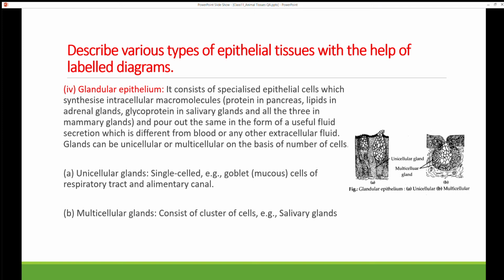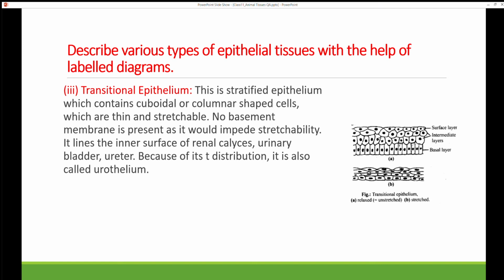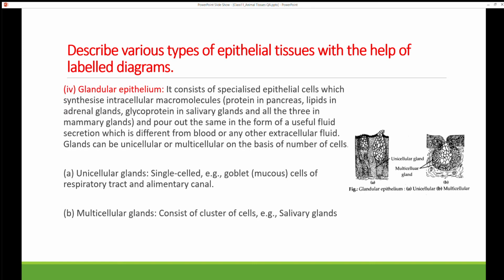The glands are another kind. Before we go on, we had the transitional, and now glandular, which can be unicellular, a single cell, or multicellular, many cells. Unicellular are the mucus cells of the alimentary canal; multicellular are the salivary glands. This is a little more complex than simple and compound. It consists of epithelial cells that synthesize glycoprotein intracellularly, as in the pancreas and adrenal glands.